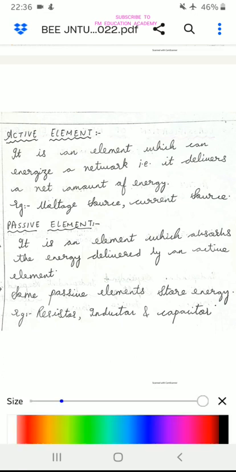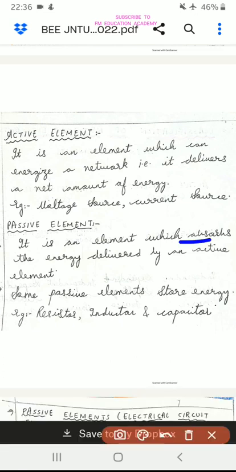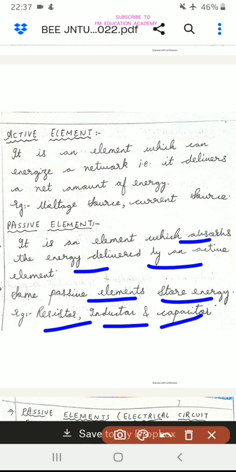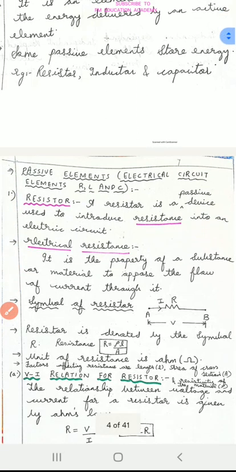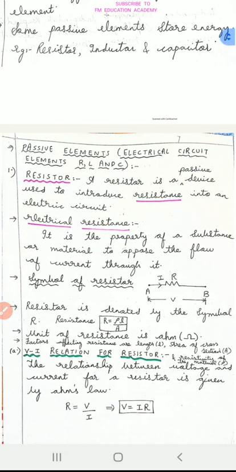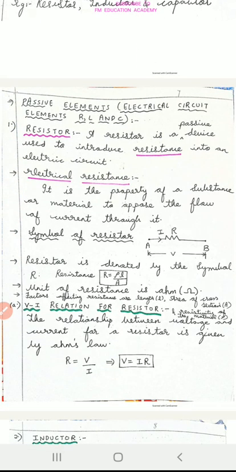Then we'll define what is a passive element. It is an element which absorbs the energy delivered by an active element. Some passive elements store energy. Examples: resistor, inductor and capacitor. Since it says some passive elements store energy, we know that a resistor is a heat dissipating device, but inductor and capacitor store energy.